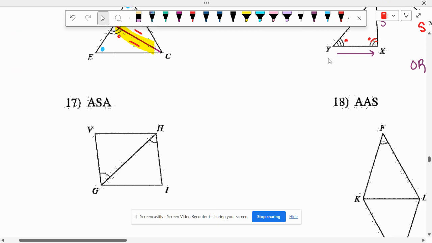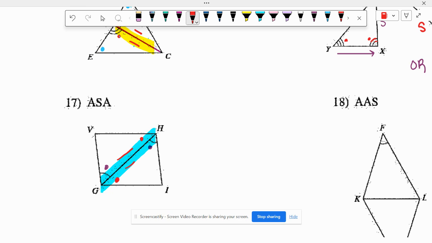Number 17. Angle, side, angle. So I already have a congruent angle, one angle marked congruent to another. Do I have any sides marked congruent? Which one do we know, Quali? Yeah, we know that segment GH is congruent to itself. So there's my angle, side, angle, side. So what am I missing?